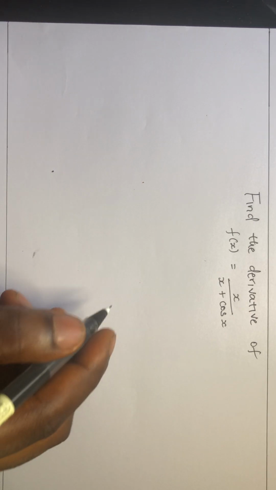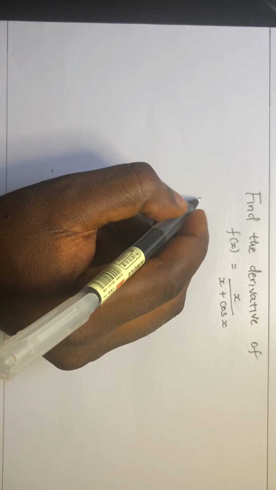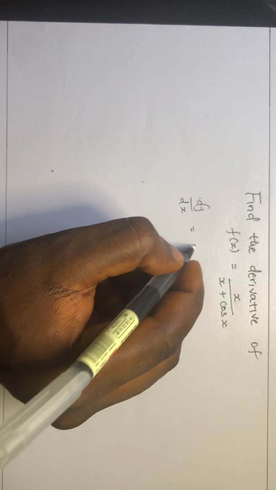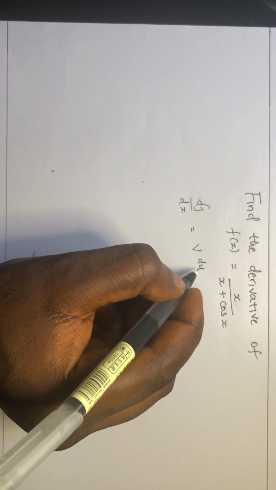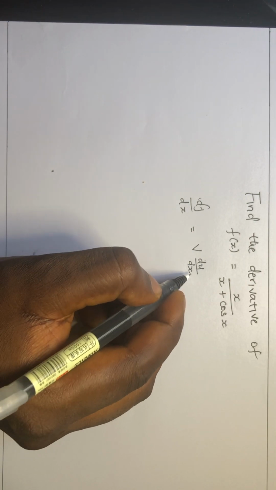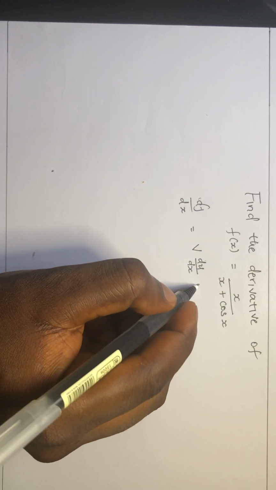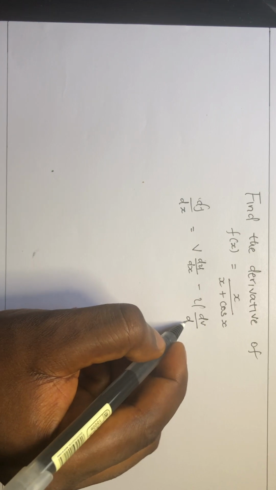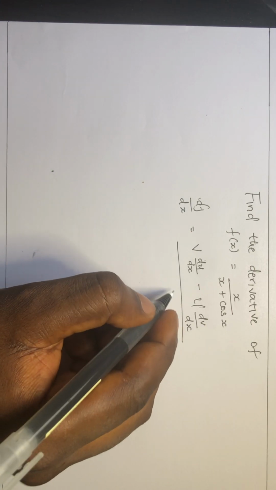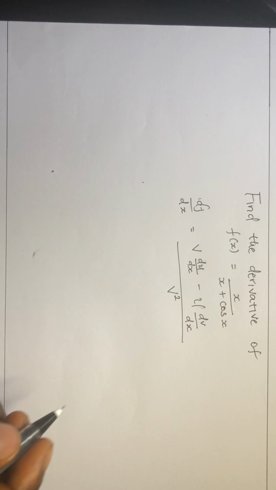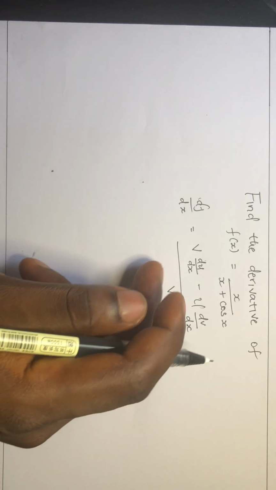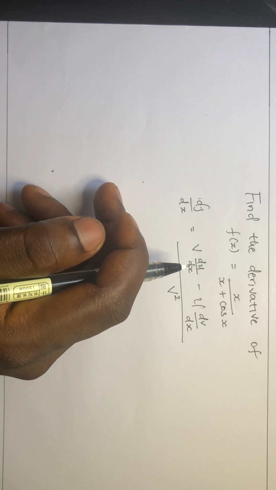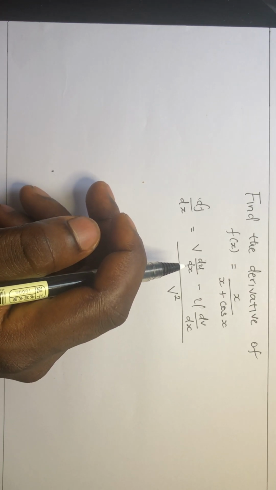And we know that the formula for quotient rule is dy/dx equal to v du/dx minus u dv/dx all over v squared. So this is the general formula when you talk about differentiation using the quotient rule.